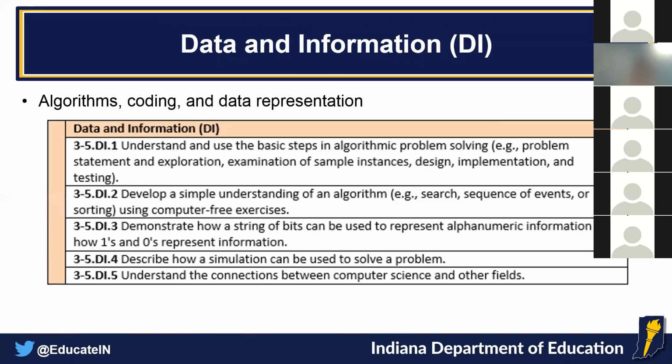As you dig down into the computer science standards, you'll see that there's one that has more to do with coding and representation of data, and that's this category, data and information. So algorithms, coding, and how data is represented is in this category, but the other categories are actually probably things that you're already doing with students, especially if you have a one-on-one device.